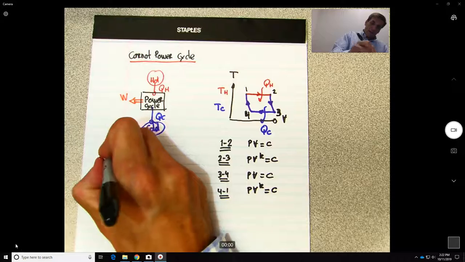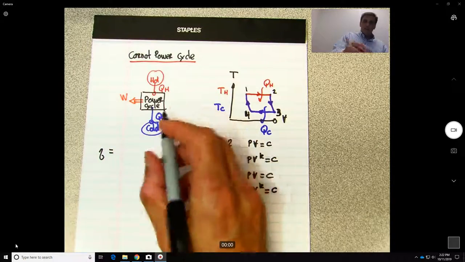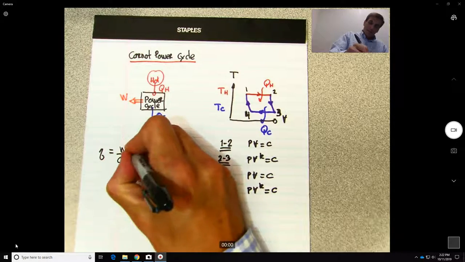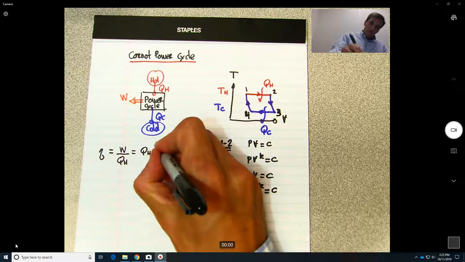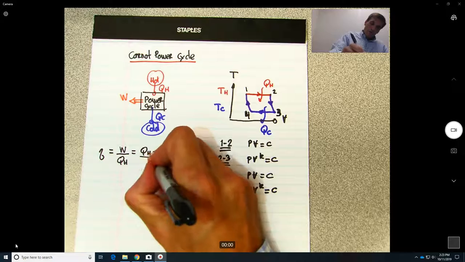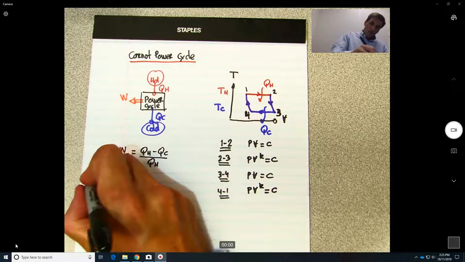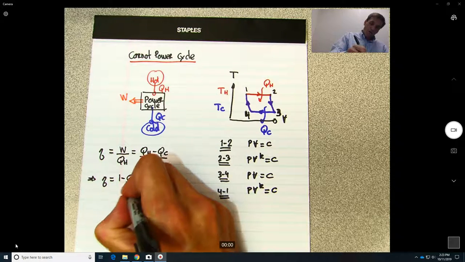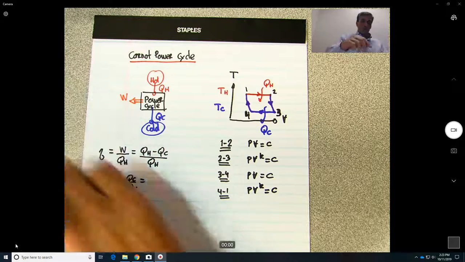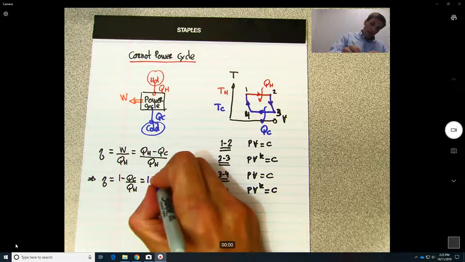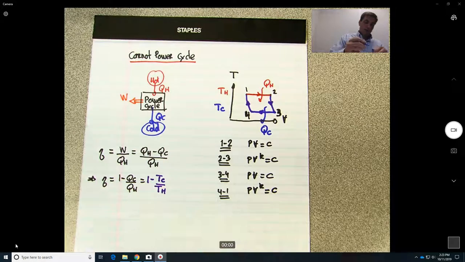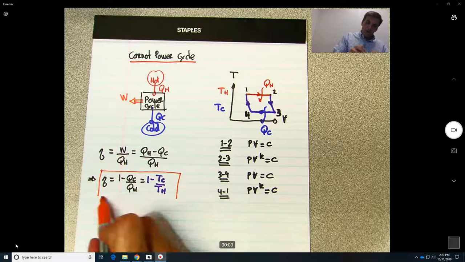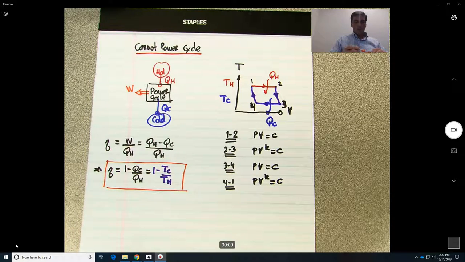That the efficiency of a power cycle operating between two different temperatures, we know, is whatever you get out divided by whatever you put in. This is equal to Q hot minus Q cold over Q hot, or this would be equal to 1 minus Q cold over Q hot. What I'm trying to show here is that this is equal to 1 minus T cold over T hot. So this is basically what we are trying to prove. But still remember this expression.